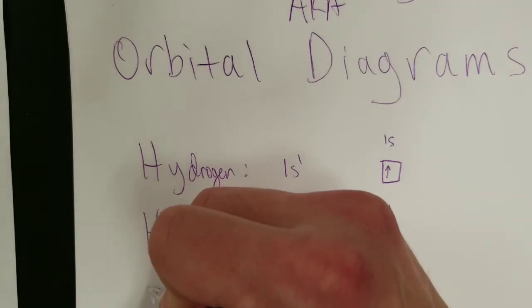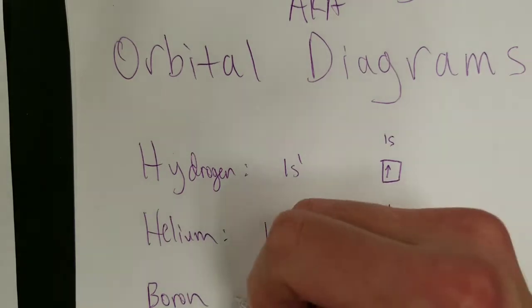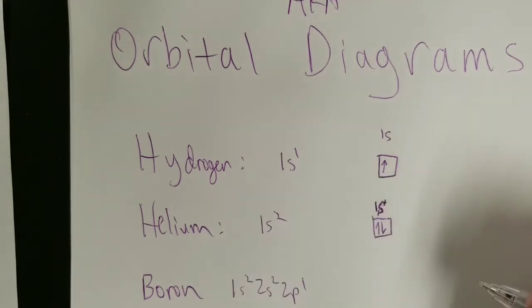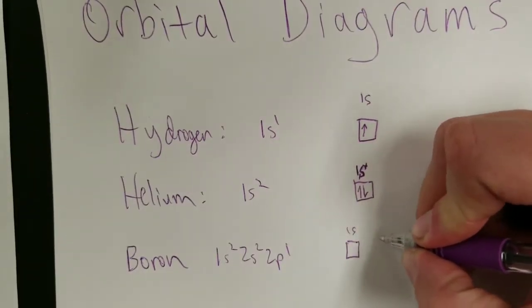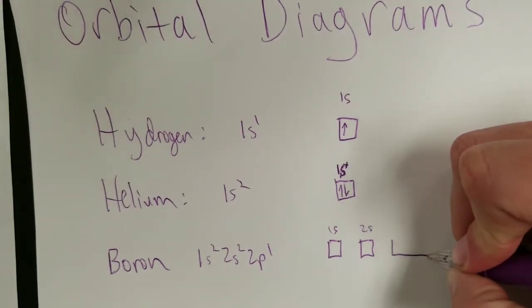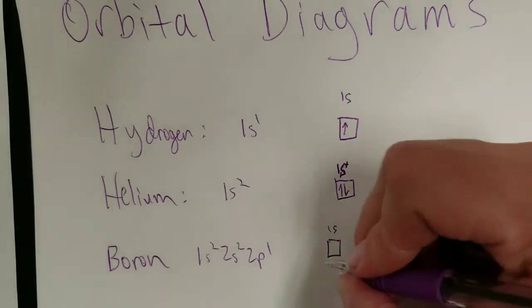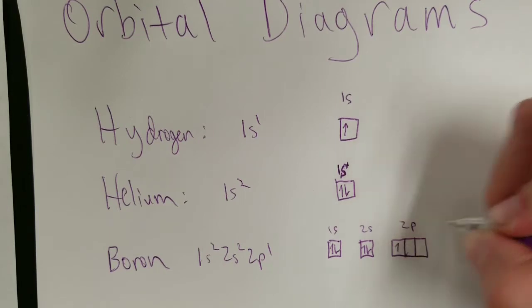The bigger the configuration, the more boxes you need. Boron, 1s2, 2s2, 2p1. So there's your 1s. Here's your 2s. There's your 2p. 1s2, 2s2, 2p1.